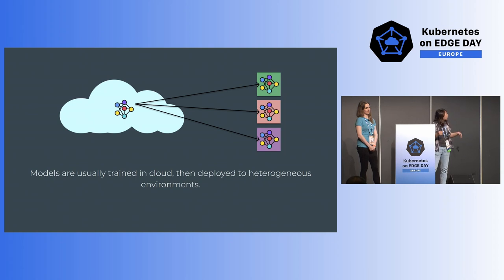I wanted to make it very clear that these are potentially different hardware and environments. So I made these boxes, the edge devices, different colors because one could be an iPhone, one could be an Android device. It's very clear that these models are now going to a very different set of environments.